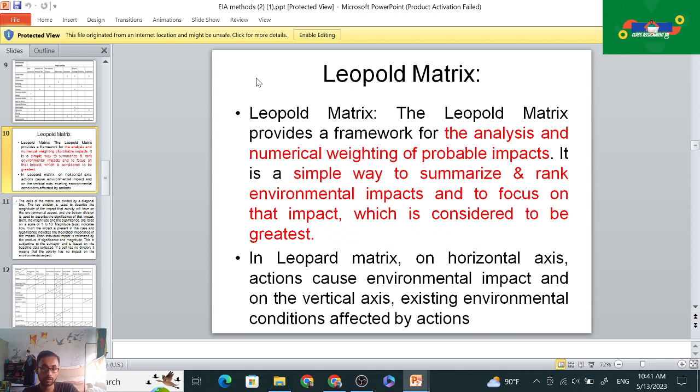The Leopold matrix creates a framework for analysis and numerical weighting of the probable impacts, and it is a simple way to summarize and rank the environmental impacts and to focus on that impact which is considered to be greatest. And in the Leopold matrix, on the horizontal axis, actions cause the environmental impact, and on the vertical axis, existing environmental conditions affected by the action.